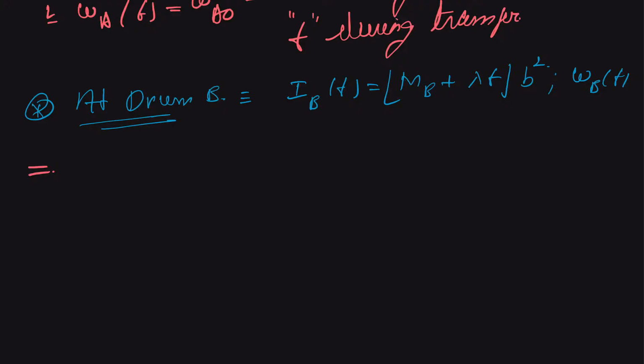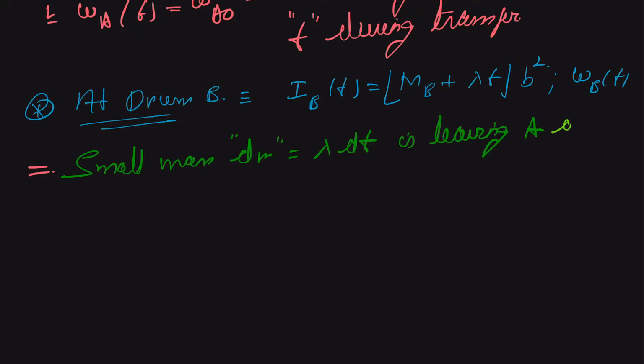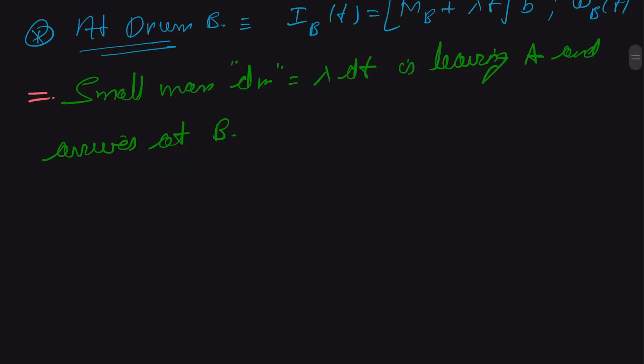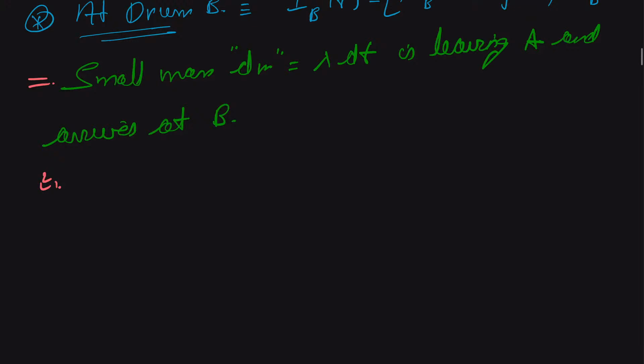Therefore we can say that a small mass element dm, which is equal to lambda times dt, is leaving A and arrives at B. And we already know that the angular momentum that is being carried by this small mass dm is dm a square omega_A(t).